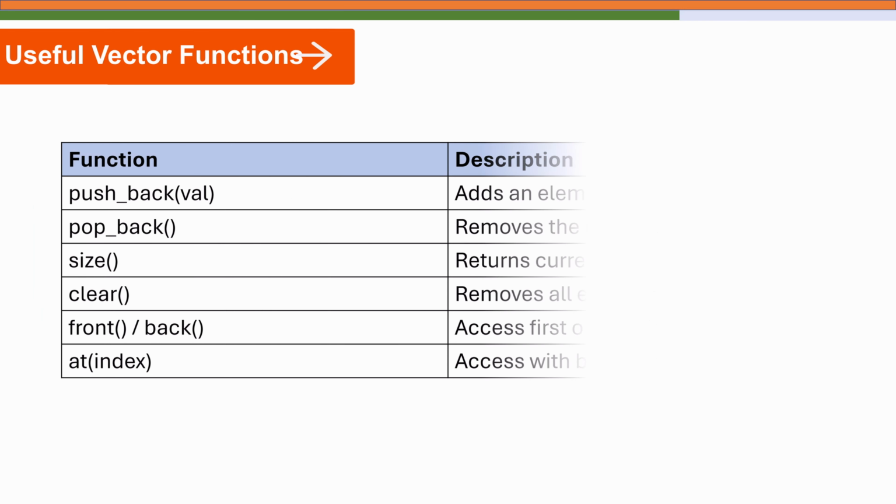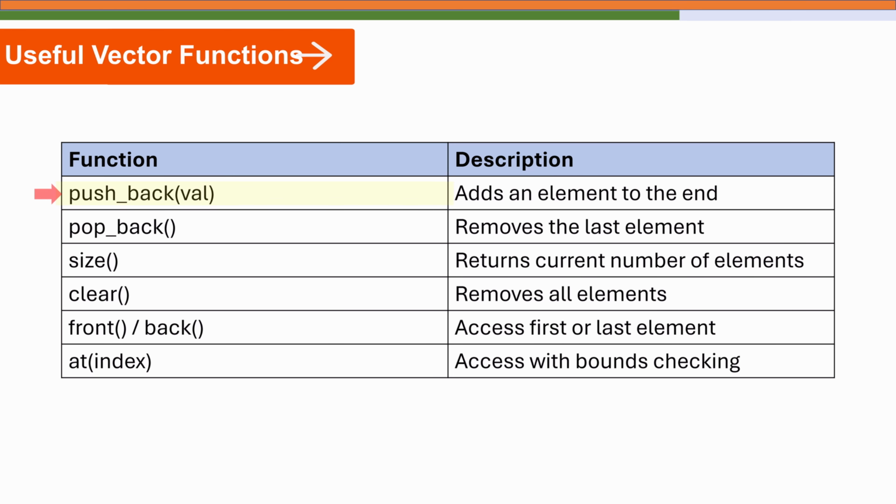The vector class provides several handy member functions. push_back adds a new value at the end of the vector. pop_back removes the last element of the vector and reduces the vector size. The size function returns the current number of elements in the vector. clear empties the vector, in other words it changes the size to 0. front and back give access to the first and last elements. Then the at function returns the value at a specific position in the vector. These make vectors extremely convenient and safe to use.